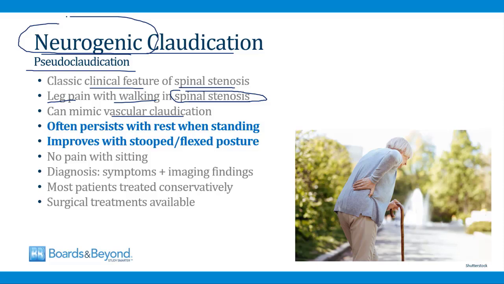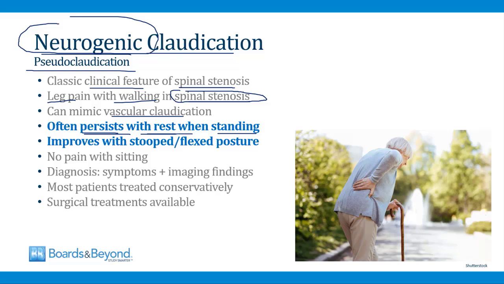So when a patient presents with claudication and leg pain with walking, how can you tell it's neurogenic claudication and not vascular claudication? Well, one way is that neurogenic claudication often persists when the patient rests while they're standing. So in vascular claudication, the symptoms go away when the patient rests. They're only effort related. It's not the case in neurogenic claudication. The symptoms persist with rest.